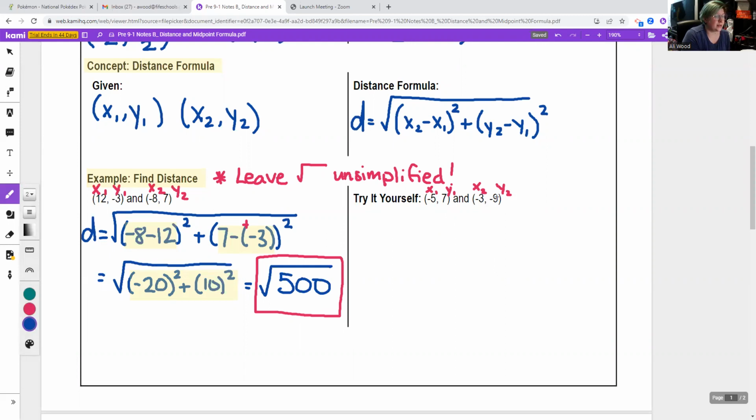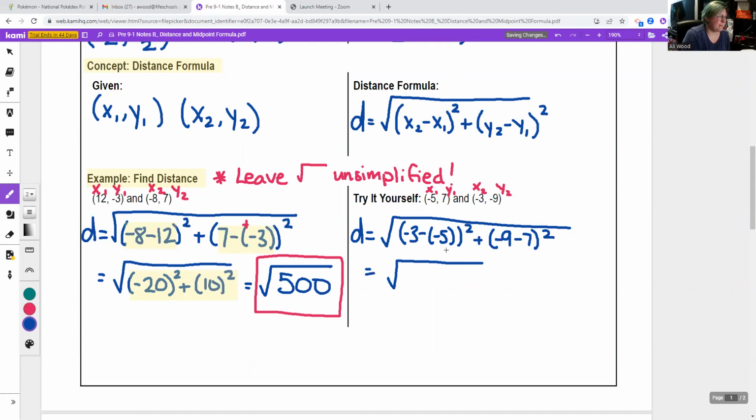Here I have x1, y1, x2, y2 labeled. So distance is equal to the square root, x2, so -3 minus -5 squared, plus -9 minus 7 squared. So square root, -3 minus -5. So again, we are simplifying underneath the parentheses. So that's going to be 2 squared plus -9 minus 7 is -16 squared.